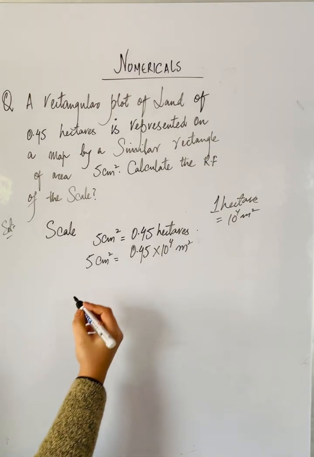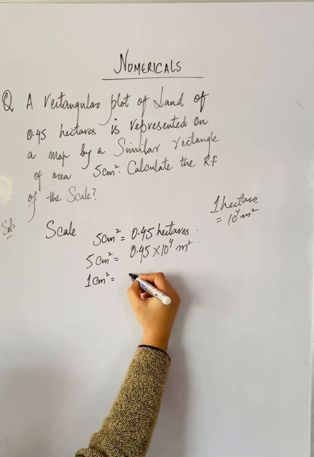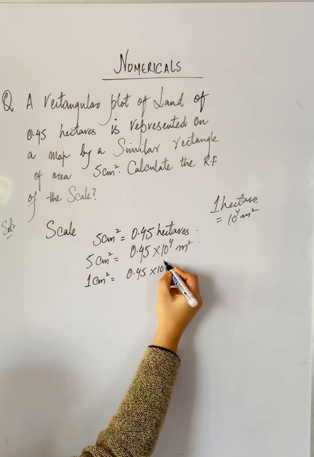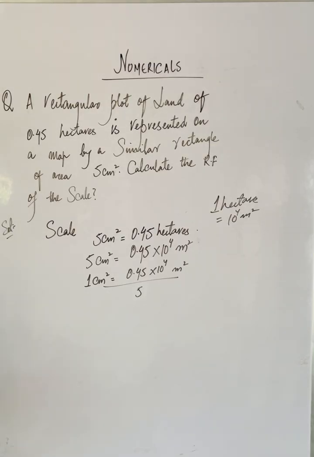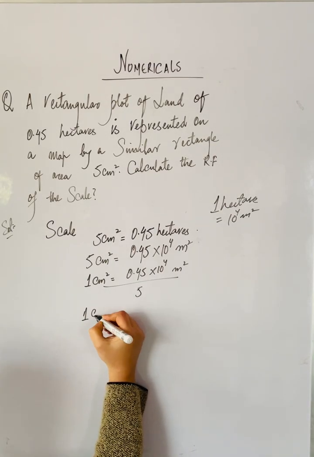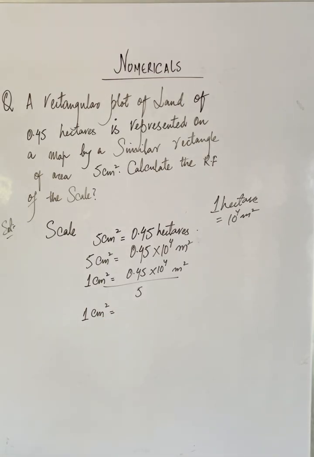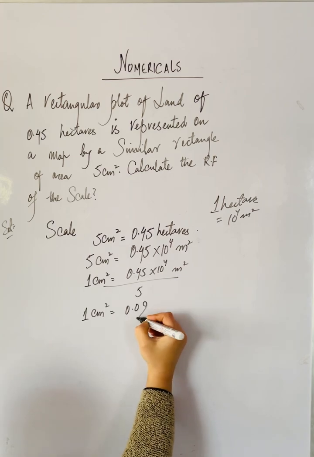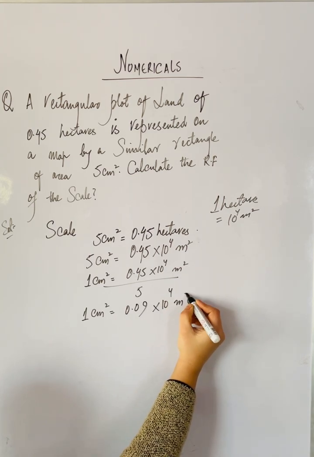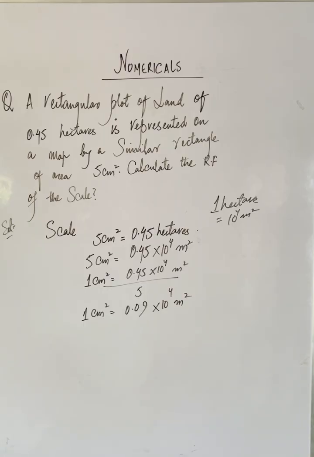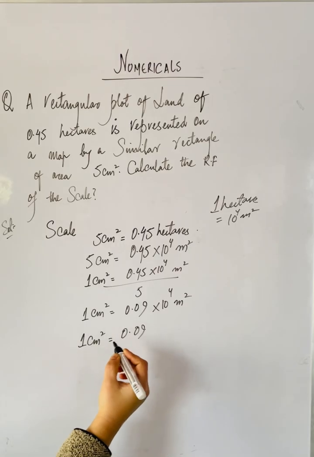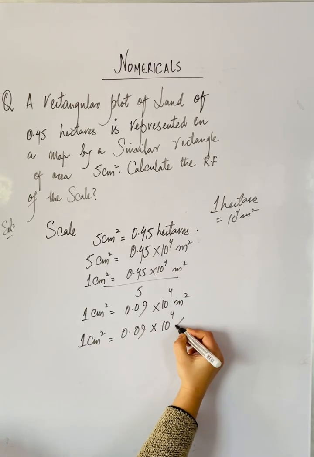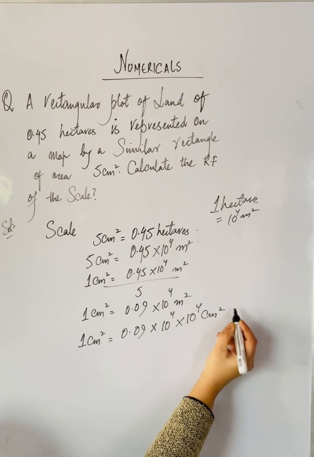Or I may write it: 1 centimeter square is equal to, by calculation, 0.09 into 10 raised power 4 meter square. If I want to convert it into centimeters, I will write it down like this: 1 centimeter square is 0.09 into 10 raised power 4 into 10 raised power 4 centimeters square.